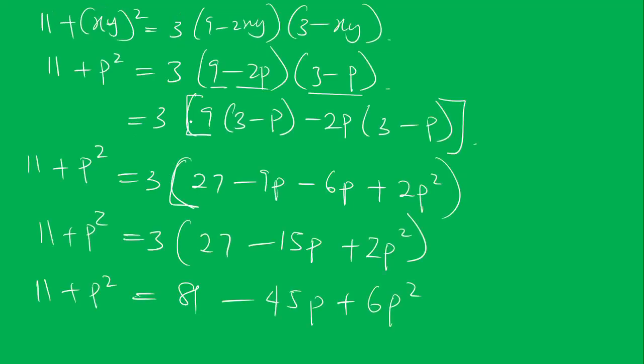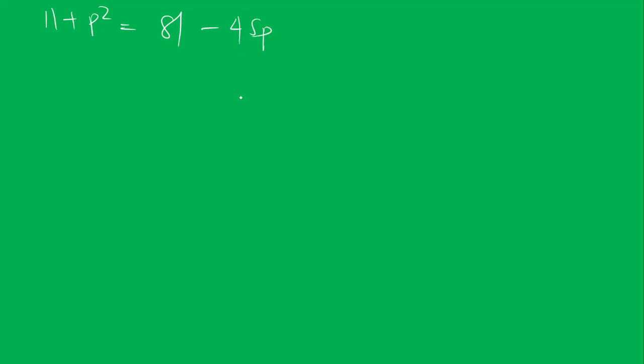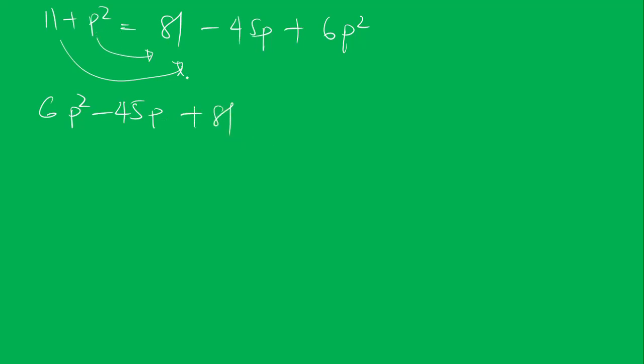81 minus 45p plus 6p squared. So now moving this to this other side and this to this other side. Now moving to this side, let's now rearrange this. Now this one will be 6p squared minus 45p plus 81. Then as you move this to this other side, okay, let me just still leave it this way.